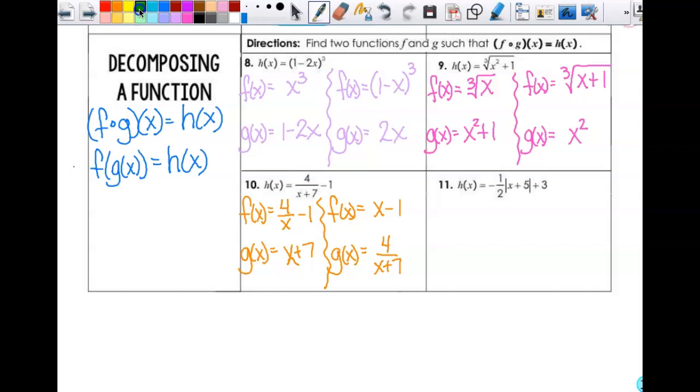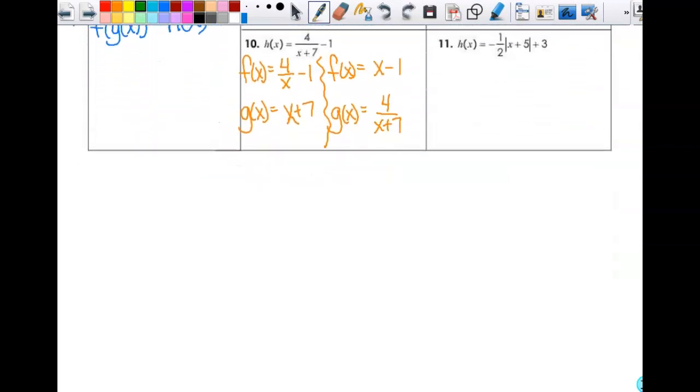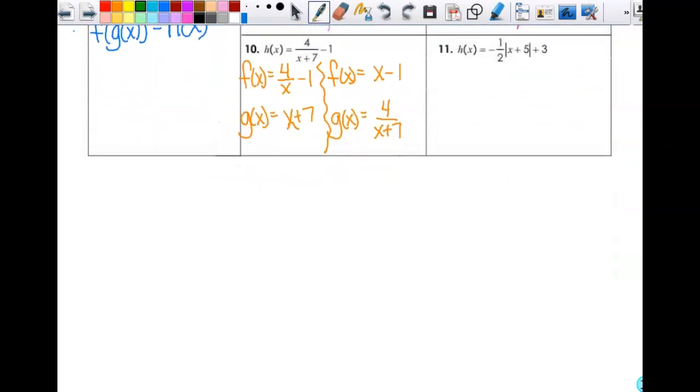All right. So then on 11, there's multiple ones, but there's 3 basic different ones. So I want you to see if you can come up with at least 2, maybe 3.